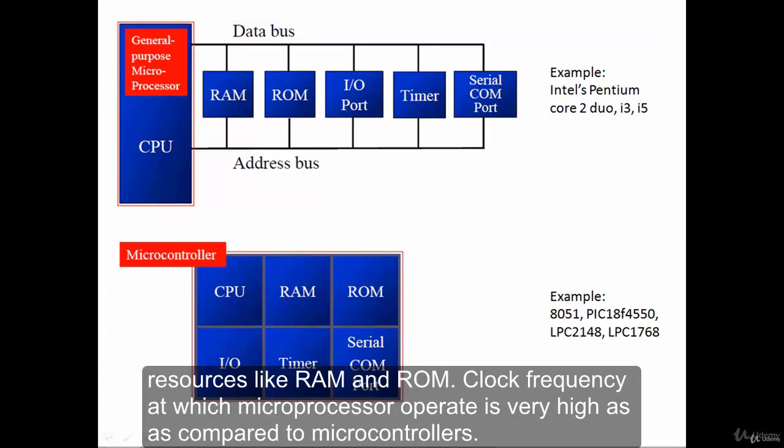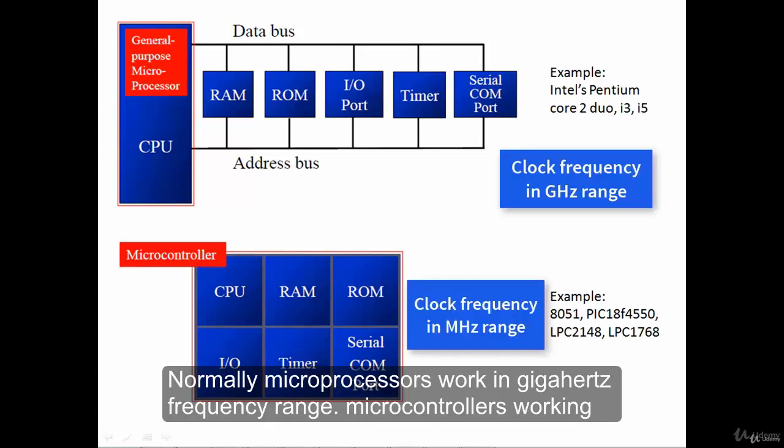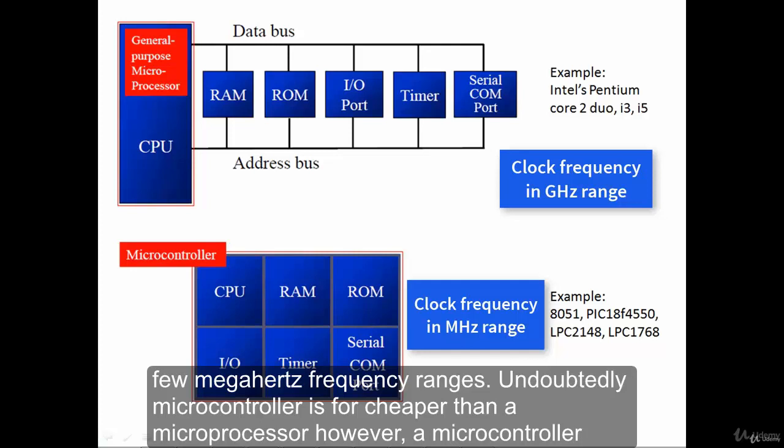Clock frequency at which microprocessors operate is very high as compared to microcontrollers. Normally microprocessors work in gigahertz frequency range, while microcontrollers work in few megahertz frequency range.